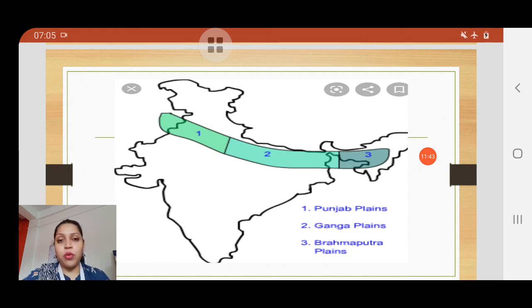So children, I hope it's clear to you. I have shown you the pictures also of India, which portion is covered by these basins. And the great northern plain lies just to the south of the Himalayas.